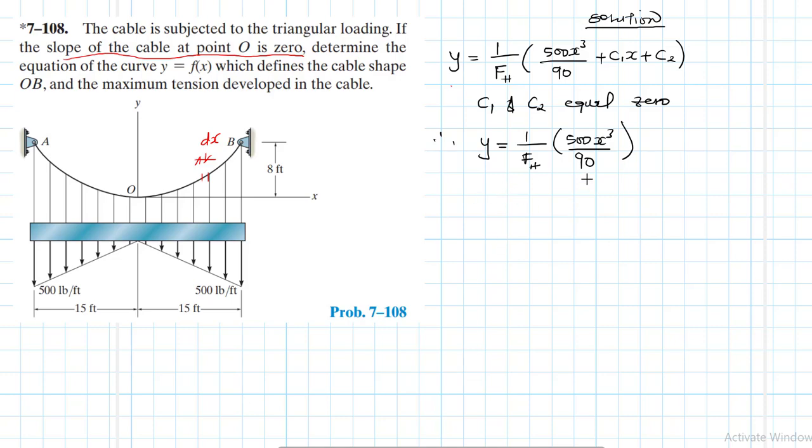So this is almost done, but we're not yet done because we need to find FH. FH is the horizontal force or horizontal component of the tension force in the cable, which is constant throughout the length of the cable. So let's find what this value is.